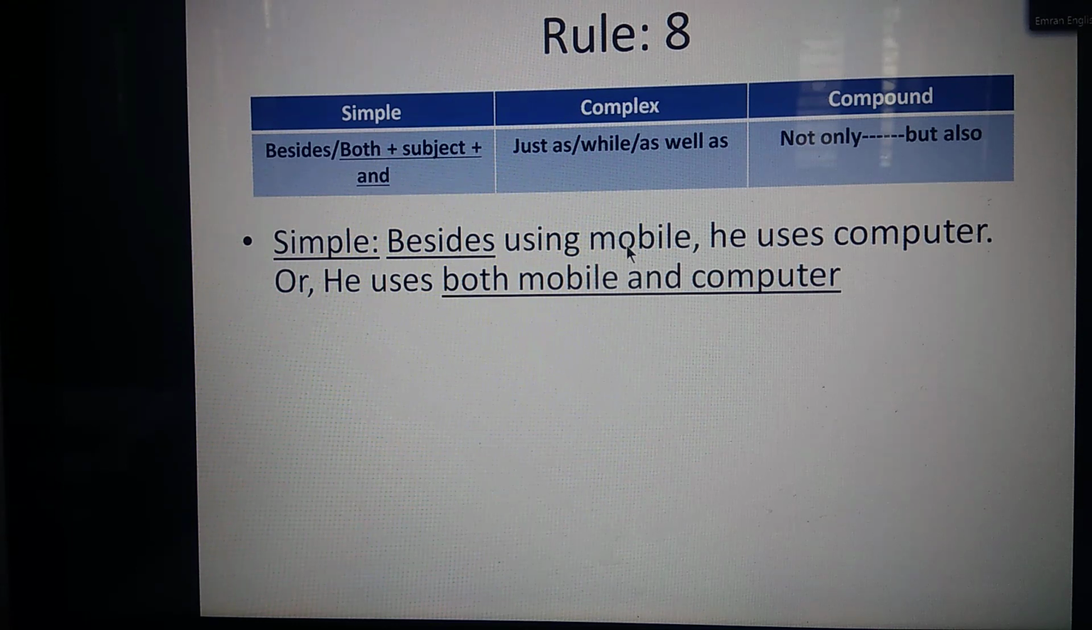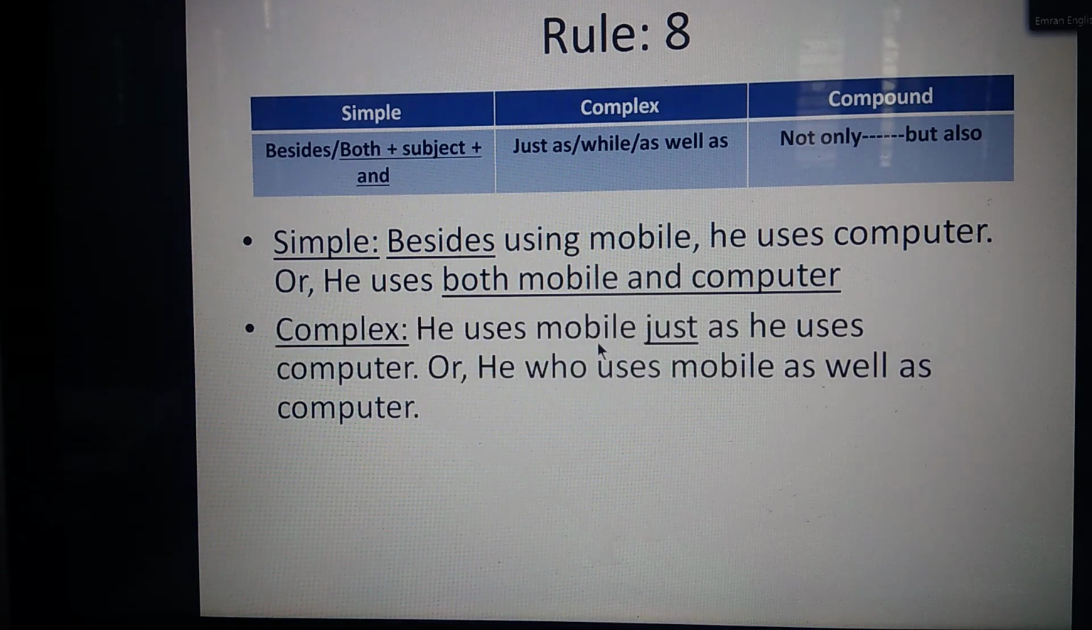To make this sentence a complex one, we need to use a subject here. In this case, let us ask who is using the mobile. Certainly the person who uses computer, he is using mobile. So take the subject he just here. So he uses mobile and he uses computer. So just add these two clauses using the conjunctions I have shown. But I prefer to use just as in this case. So the complex would read like this: he uses mobile just as he uses computer.